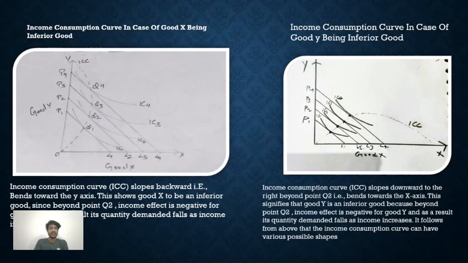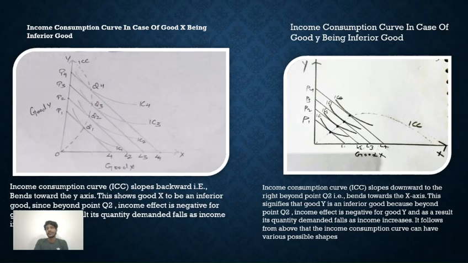Here is the income consumption curve in case of good X being an inferior good. Here is its graphical representation. Its description is that the income consumption curve ICC slopes backward, i.e., bends toward the y-axis. So good X is an inferior good, since beyond point Q2 income effect is negative for good X, as a result its quantity demanded falls as income rises.